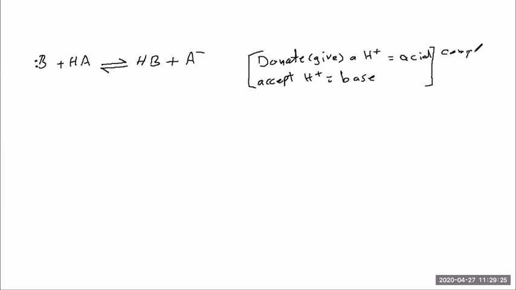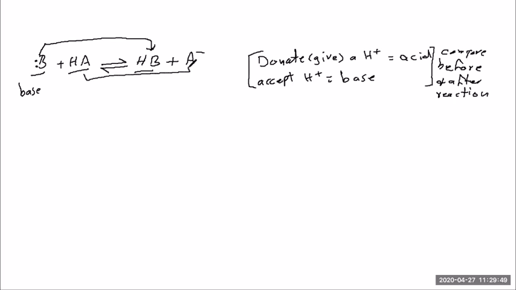So here, B, we will compare before and after the reaction. B went to HB, that means it accepts, so B will be base. HA wants to give A, so it donates H, so it will be acid.